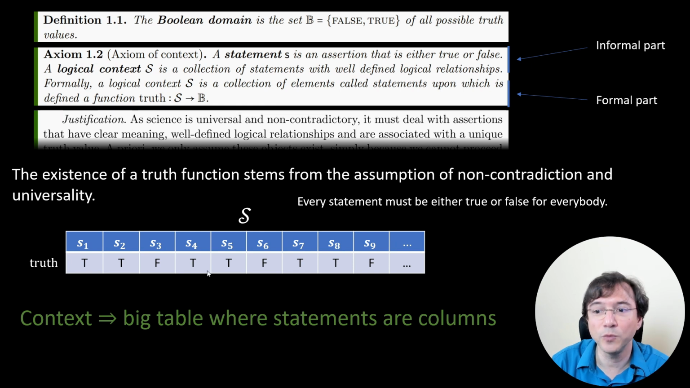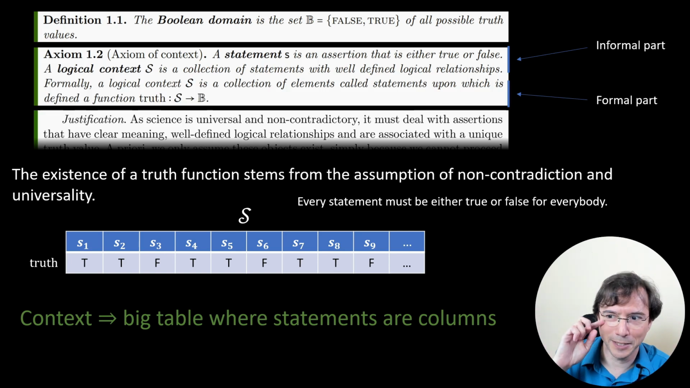So the existence of a truth function stems again from the assumption of non-contradiction and universality. For each statement, we must know whether it's true or false. And it must be so for everybody. It's not like the fact that chocolate is good or not, where depending on who you ask, you might get a different answer. No, if chocolate in this particular time is made with this particular characteristic, then chocolate is brown, or dark chocolate is darker than milk chocolate, then those would be things that are more objective.